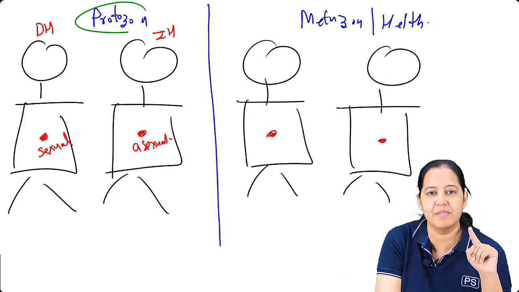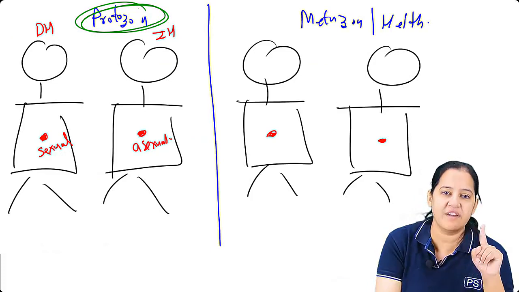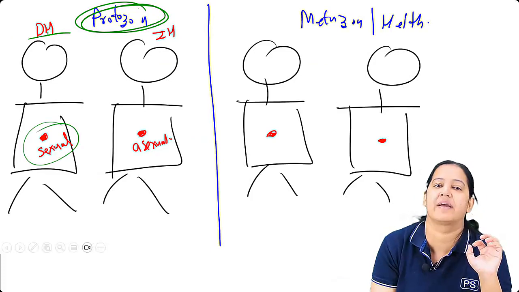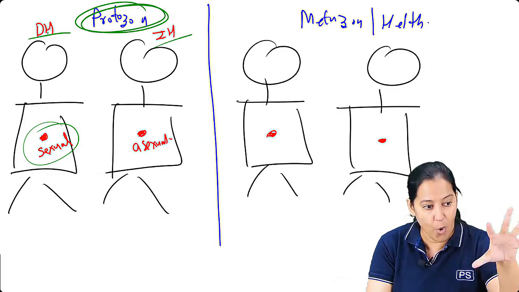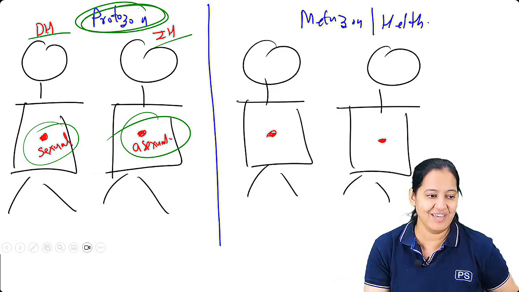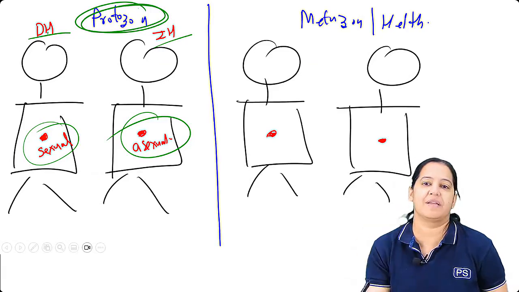Say yes. So what is a definitive host? It is the host inside which the parasite is performing sexual cycle. And what is intermediate host? It is a host inside which the parasite is performing asexual cycle. Okay, coming on to the definitions in the metazoa.